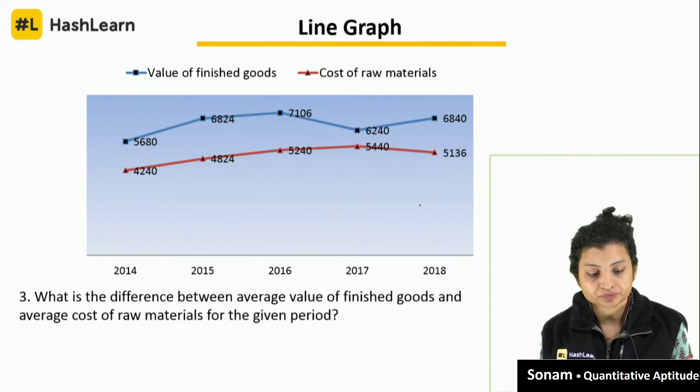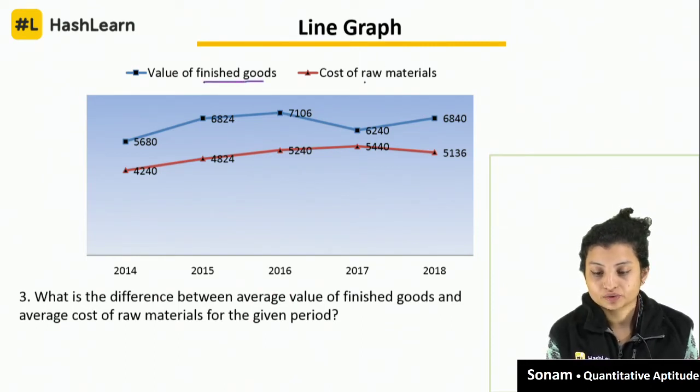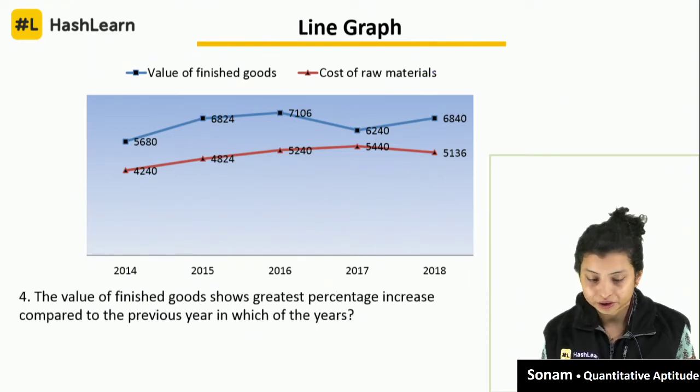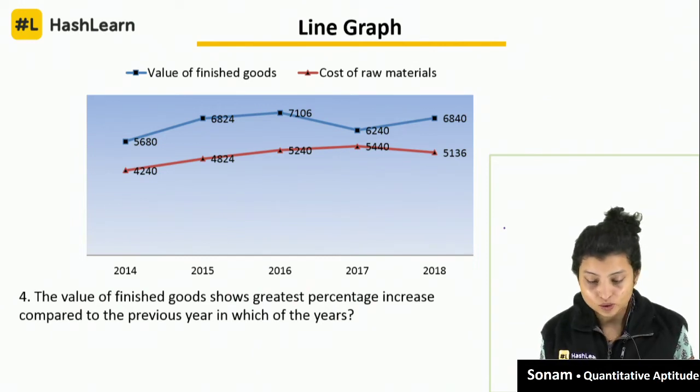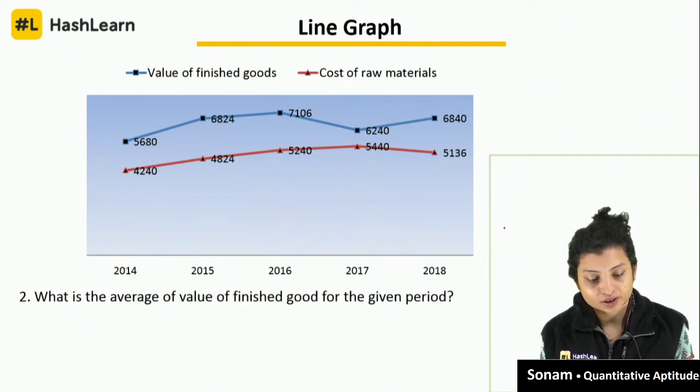Let's look at the third question. What is the difference between the average value of the finished goods and the average cost of raw material for the given period? So it means we need to first find the average of the finished goods and then find the average of the raw material and then take the difference. Okay, and this is the fourth question. The value of the finished goods shows greatest percentage increase compared to the previous year in which of the following years? Okay, so in these years we need to find which one is showing the maximum percentage increase over the previous year. So again you have to do the calculation over here. Okay, so let's start with the first question.